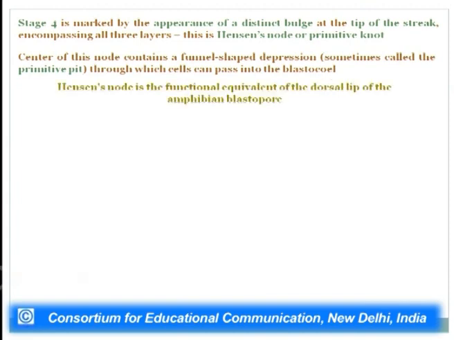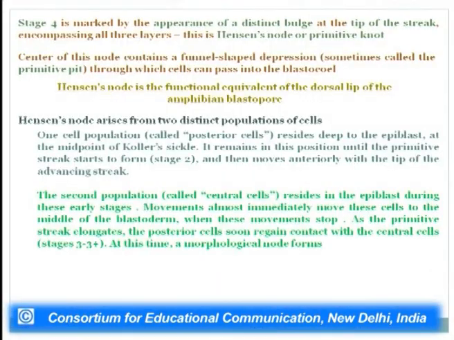Stage 4 is marked by the appearance of a distinct bulge at the top of the streak encompassing all three layers, and this is termed Hensen's node or the primitive node. The center of this node contains a funnel-shaped depression termed the primitive pit, through which the cells can pass into the blastocoel. Hensen's node is the functional equivalent of the dorsal lip of the amphibian blastopore.